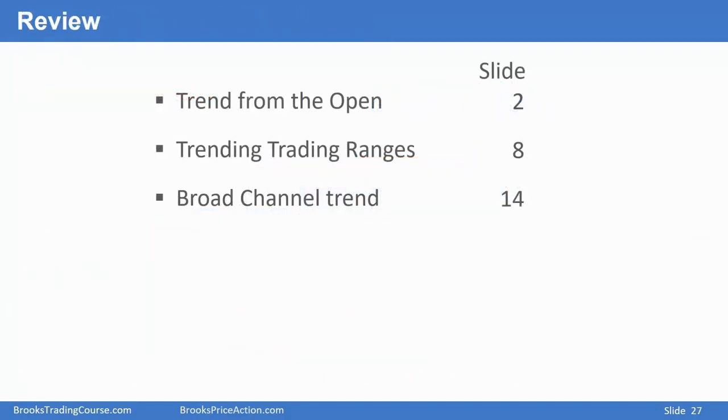In this video, I talked about 3 types of trends: a trend from the open trend, a trend that begins on the first bar or second or third bar of a session. I next talk about trending trading range days, where early in the session there's a trading range, but the trading range is only about half of the height of a typical daily range, so traders expect the range to double. And finally, I talked about broad channels.